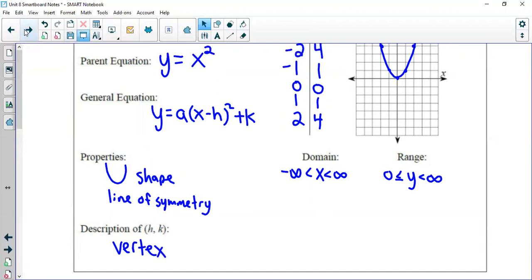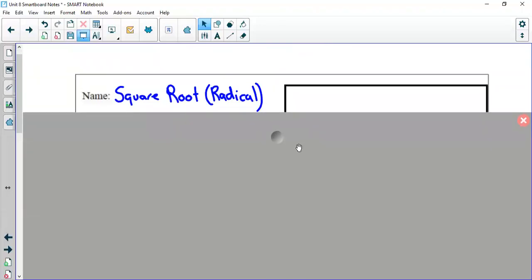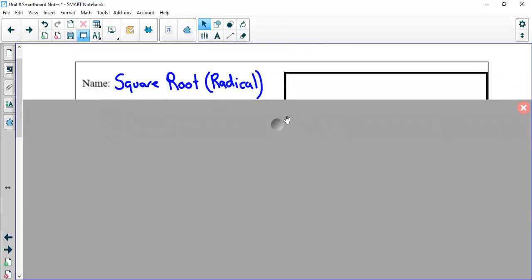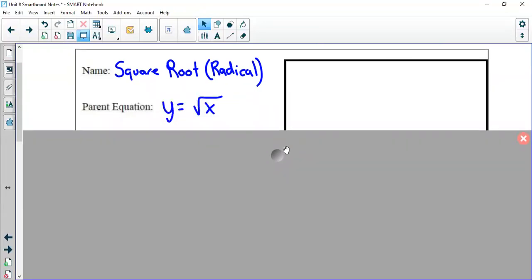Alrighty, going on to the next page. Next one is square root, or we can also call this the radical function. The radical, man, like the surfer dude, radical. All right, that's the equation y equals square root of x.